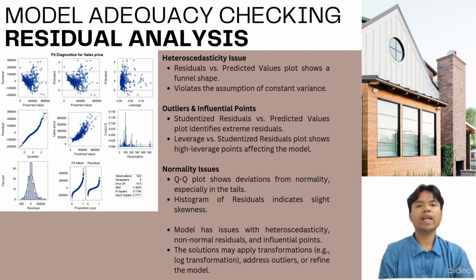Therefore, we can conclude that our model has issues with heteroscedasticity, non-normal residuals, and influential points. The potential solutions include applying transformation, for example log transformation, to stabilize variance, addressing outliers, and refining the model to improve overall adequacy.